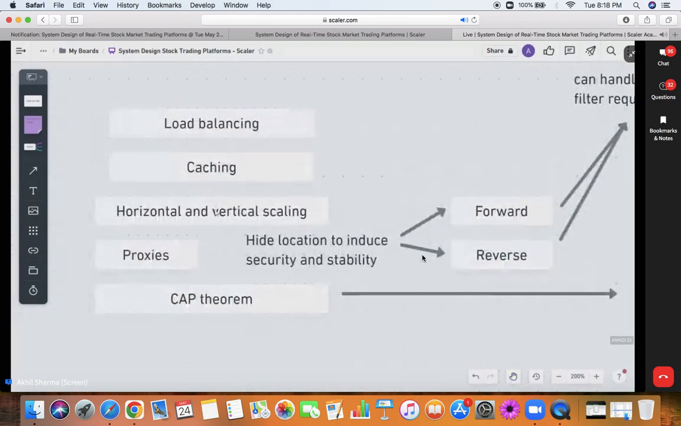So horizontal and vertical scaling. Now, if you have one server, let's say, and you add one more server at the side, that's basically horizontal scaling. You can add more servers together. So that's basically horizontal scaling.